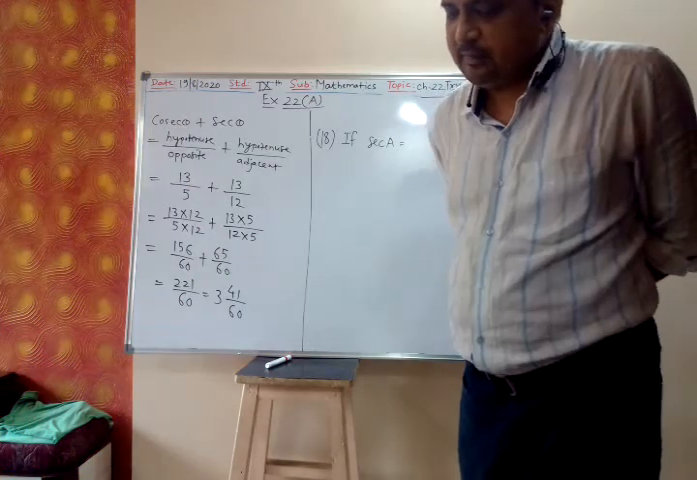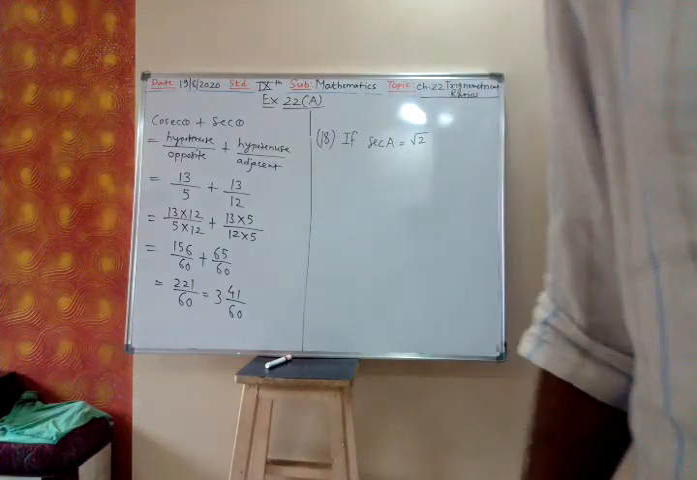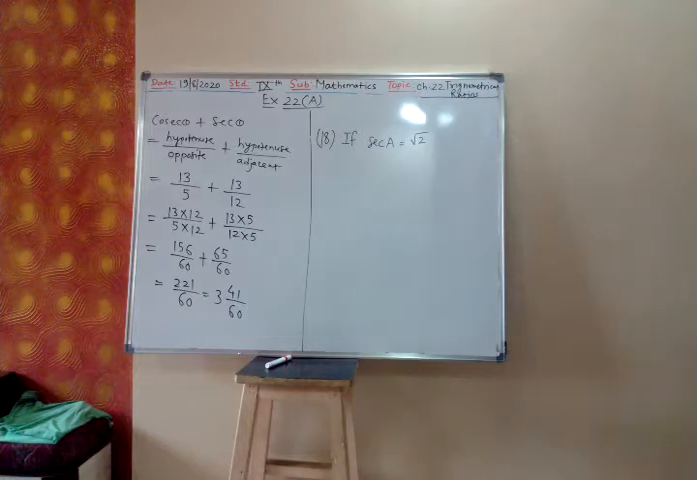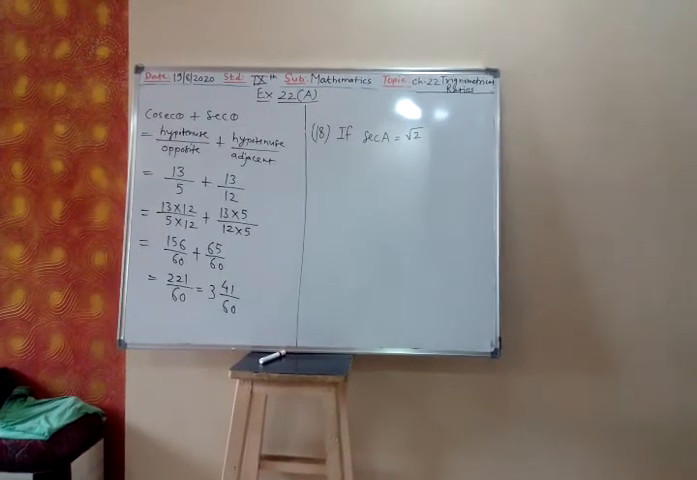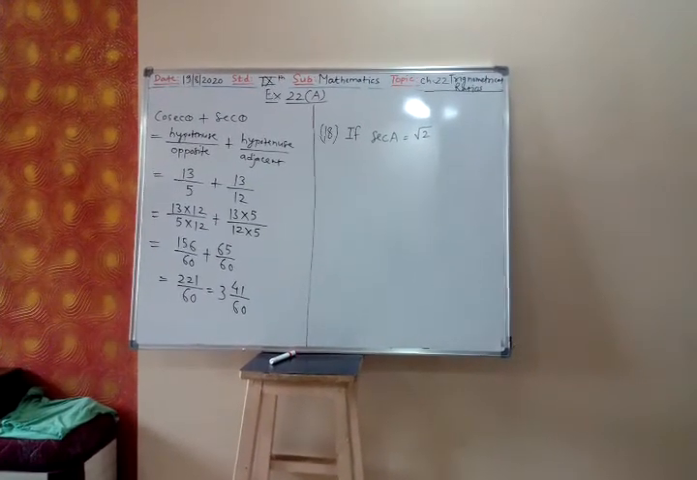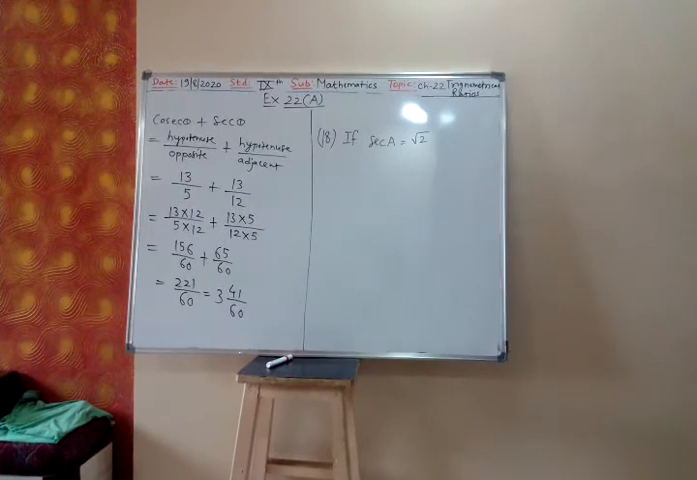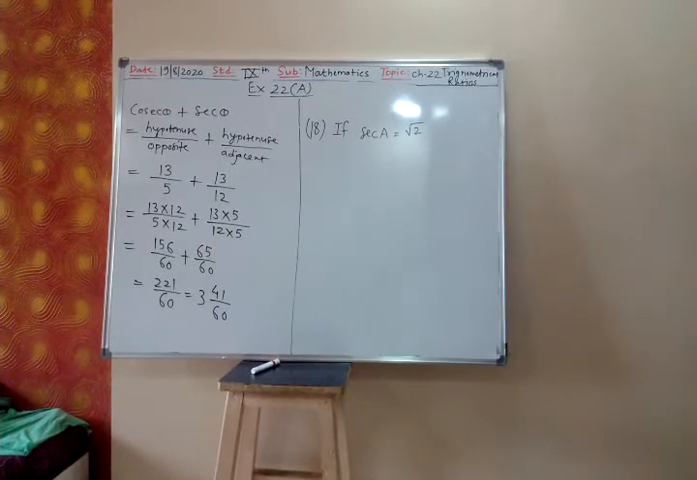You write: if sec A is root 2. See, same type I am giving. Sec A is root 2. Clear? Sec A is root 2. One minute. Sec A is root 2. Now, it is clear.